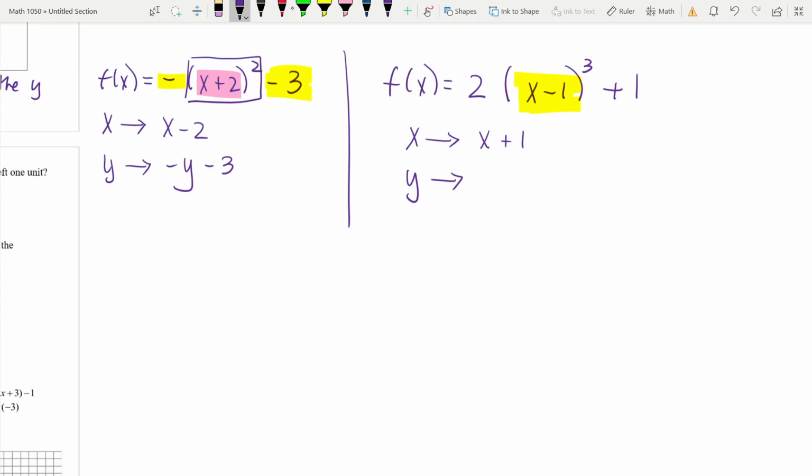What happens to the y? See this part right here? Turn that into a y, because the 2 and the 1 are outside of the function. So y becomes 2y plus 1. That's what I need you to understand so far. Who says I'm with you? Raise your hand up high. Okay, great.